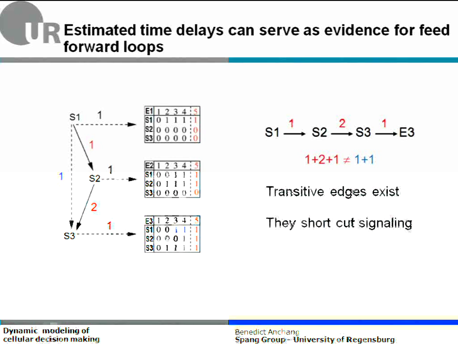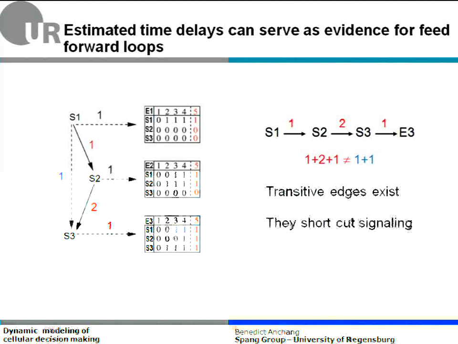Looking at the direct path from S1 to E3, if we intervene at S1 and look at E3, we have a 2-unit time delay. And if we intervene at S3 and look at E3, we have just a 1-unit time delay. This gives us evidence of just a 1-unit time delay. And so this says that the direct edge is faster, and therefore it exists. So we are able to use estimated time delays to show the existence of feedforward loops.